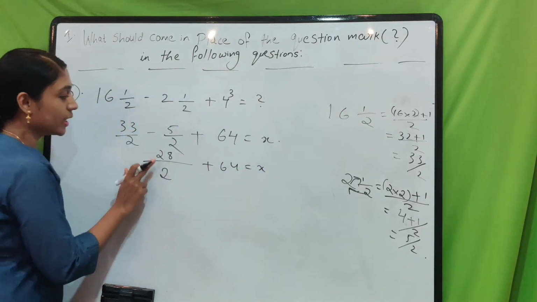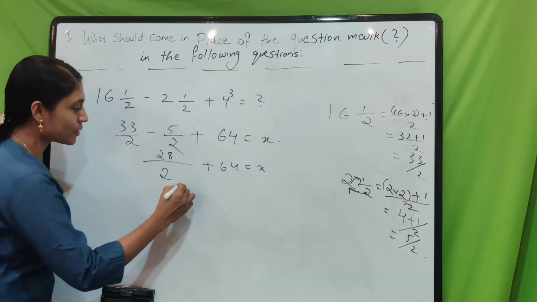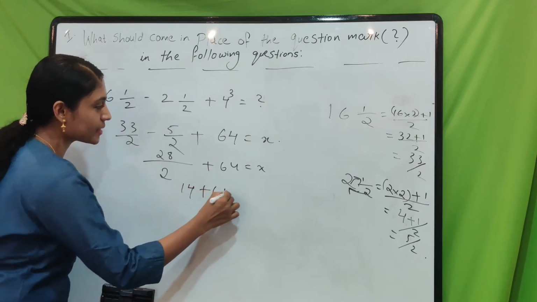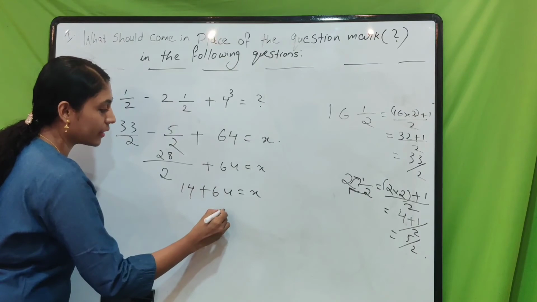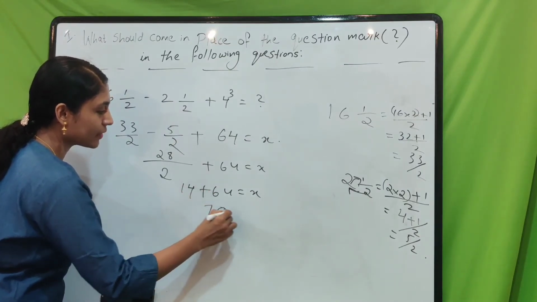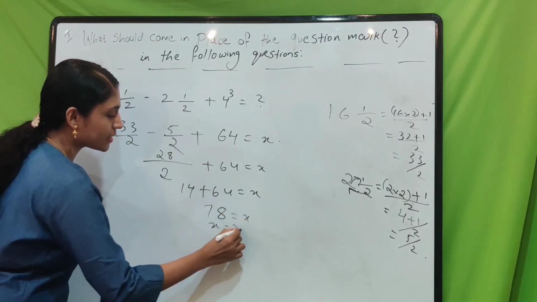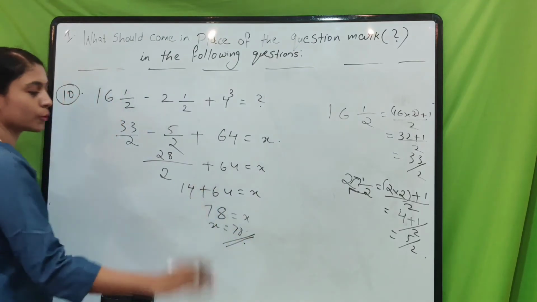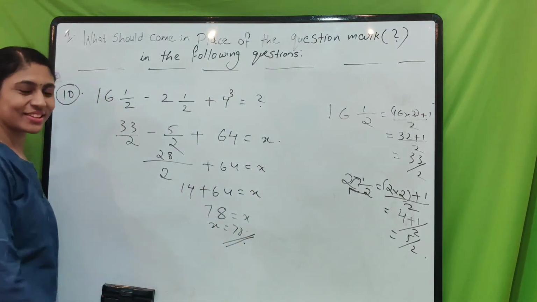And we know that 28 is divisible by 2, right? So it will become 14. 14 plus 64 is equal to x. Addition, you will get 78. So the value of x is 78. 64 plus 14 is equal to 78. So the answer is 78.